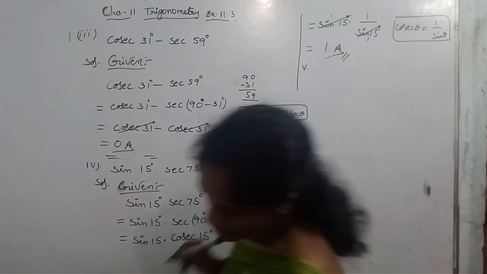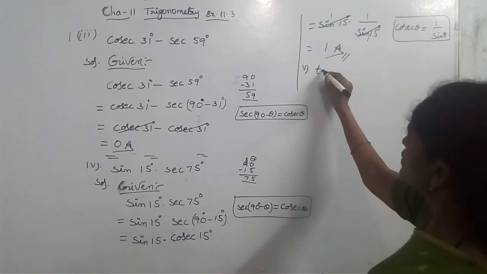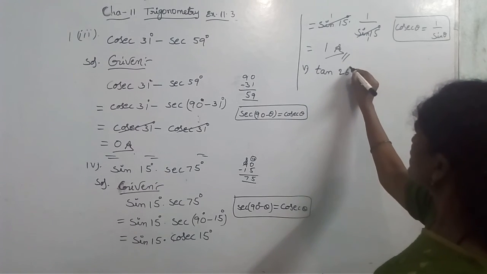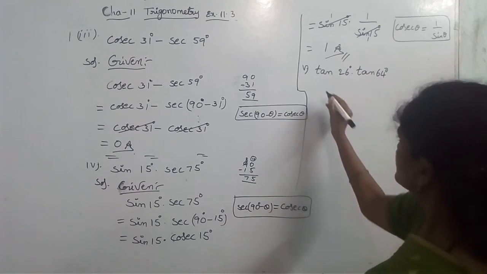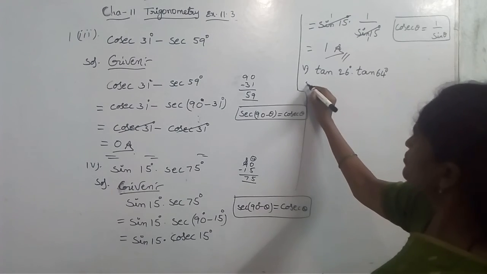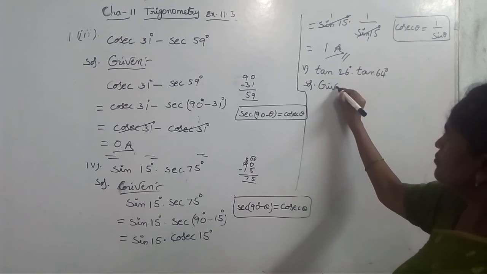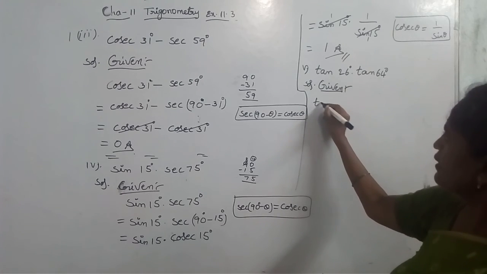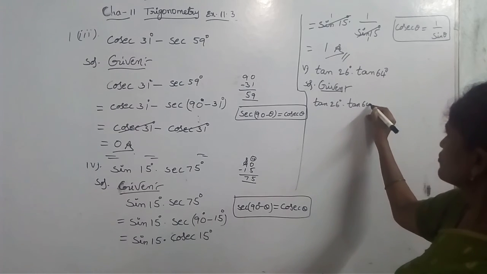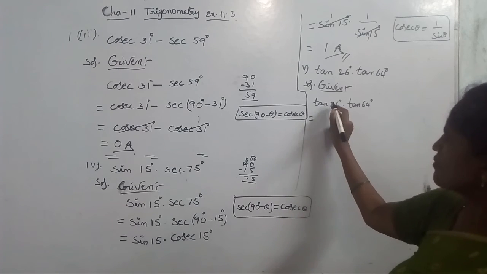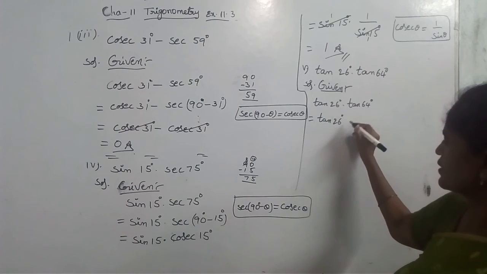What have they given in the fifth one? Tan 26 degree, tan 64 degree. What is the answer? Solution. In the solution, what do you have to write? Tan 26 degree, tan 64 degree is equal to; the first one, don't disturb as usual. You will not get confused in the exam center also.